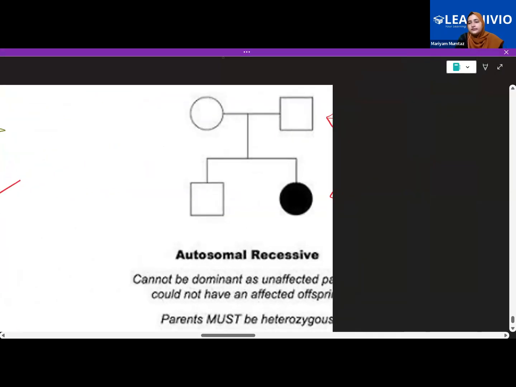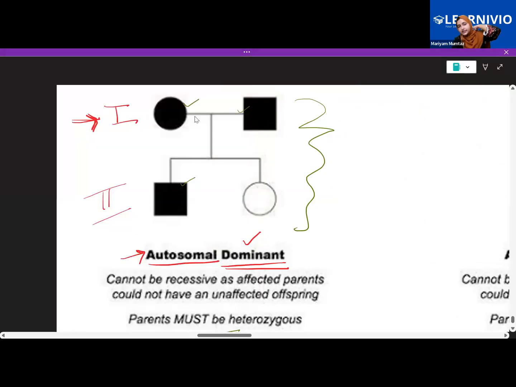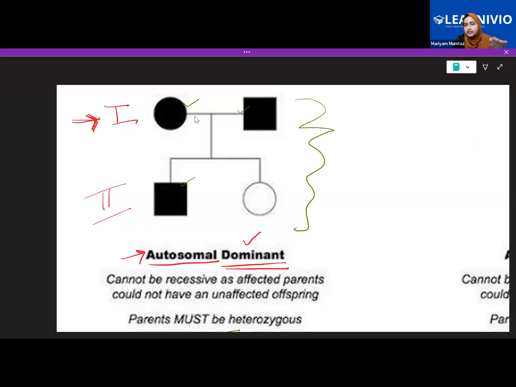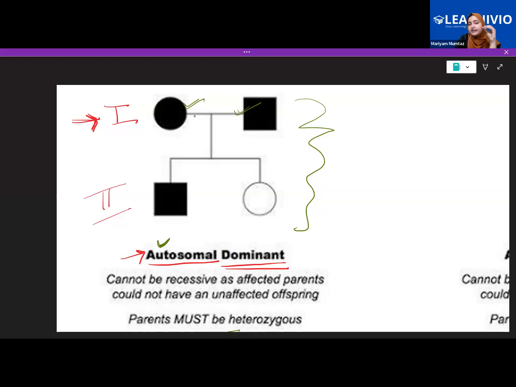Can you repeat? See here, both the generations have affected individuals. So first of all, this is dominant. It's not recessive. But here you cannot see a crisscross inheritance. The inheritance from the second generation to the third is not shown. So you cannot be sure whether this is X-linked or not, because the male and the female both of them are affected. So this is autosomal in nature, because you can't specify whether it is crisscross inheritance or not.